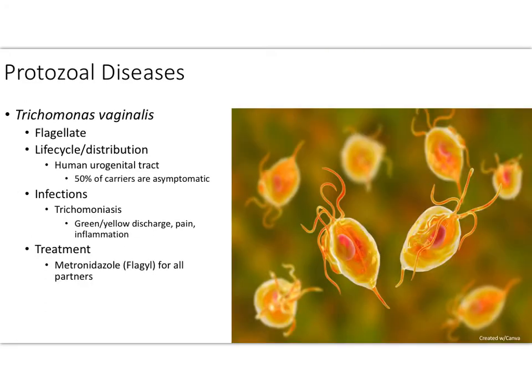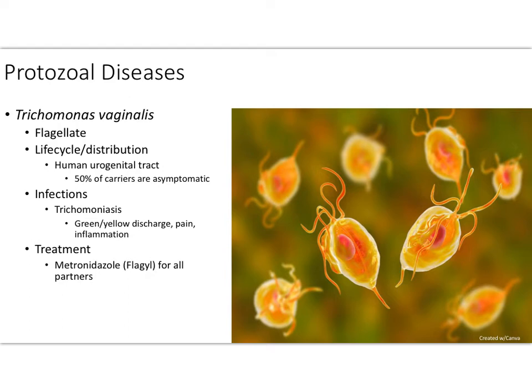Our third protozoa to talk about is one called Trichomonas vaginalis. It is also a flagellate, and it is found almost exclusively associated with the human urogenital tract. And 50% of the people who have this are asymptomatic, meaning they don't show any symptoms. This does not mean that 50% of people in any given population are carriers necessarily. It just means that of the people who are carrying it, half of them don't show any symptoms, which is especially problematic because it means it can be transmitted to someone else very easily that way.